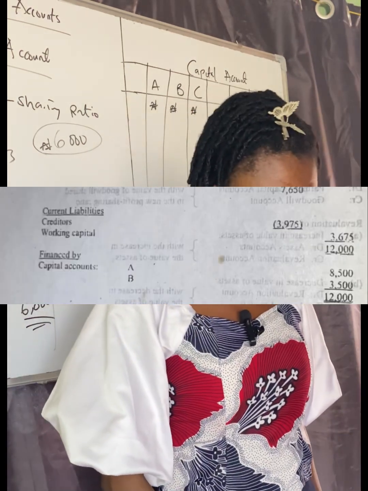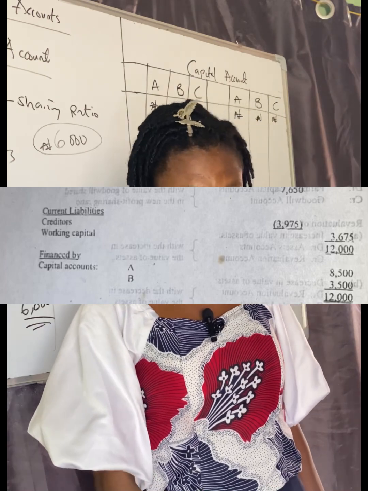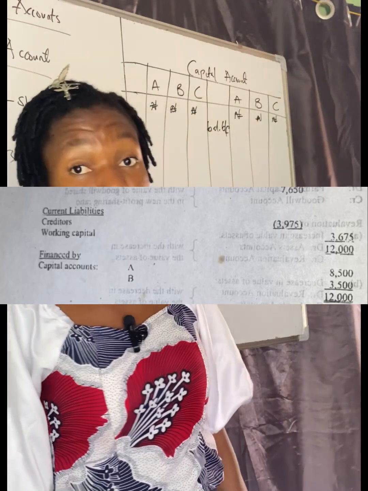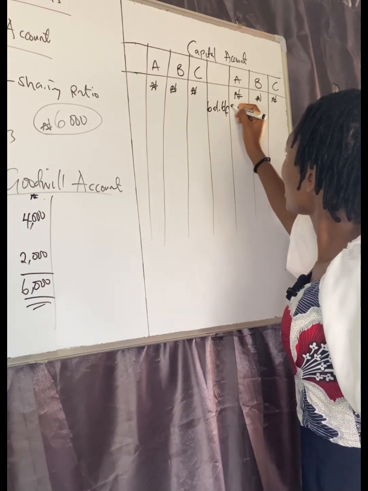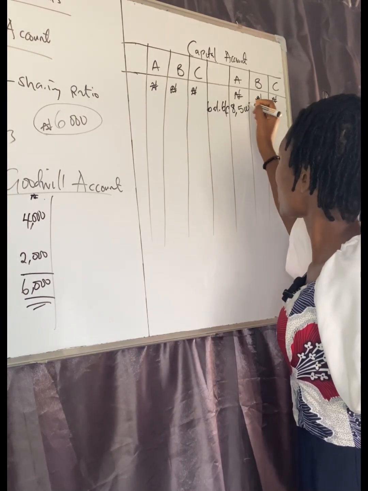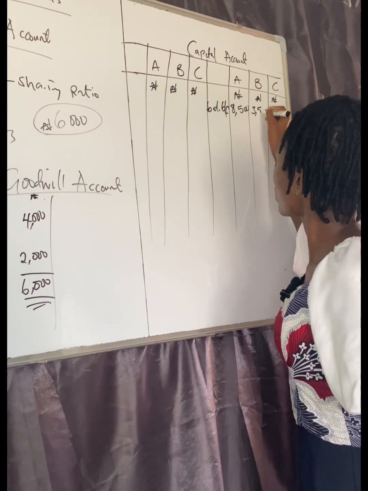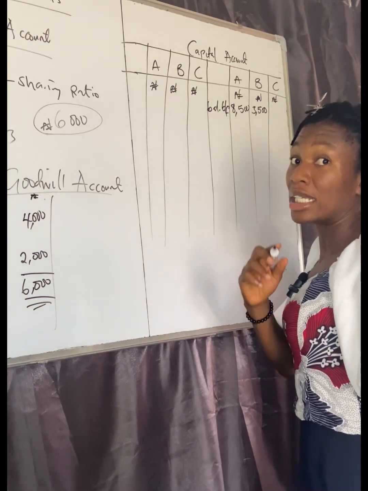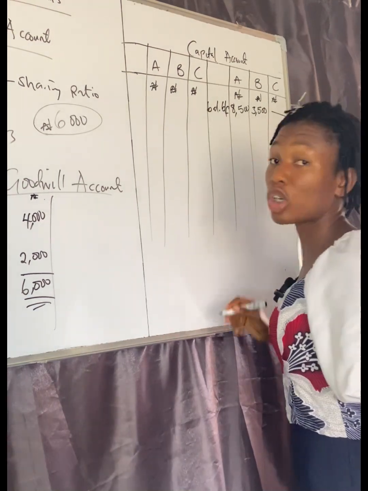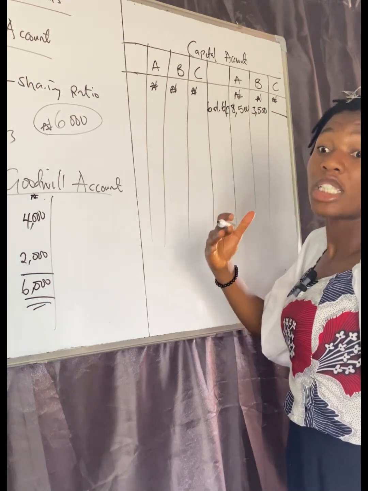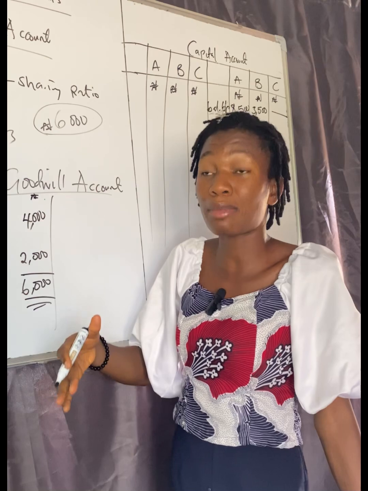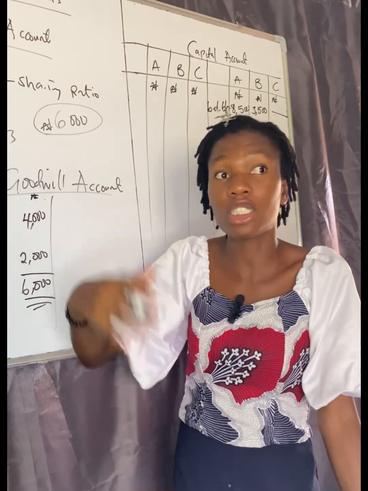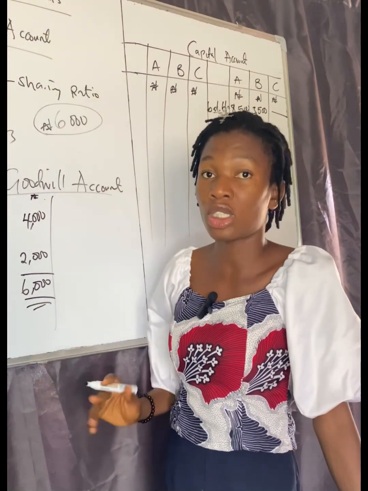We have a balance for A to be 8,500, and then for B we have 3,500. So for our A we have a balance of 8,500, and then for our B we have a balance of 3,500. Now C does not have a balance because that person is just coming this year to join the business. That means he's bringing his own capital this year. He did not have any balance with us previously.